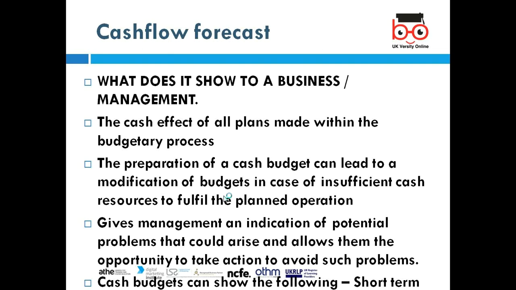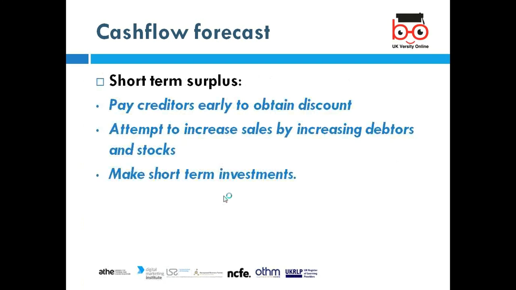So what does it show to business management? The cash effect of all the plans made within the budgetary process. Preparation of the cash budget leads to modification of a budget in case of insufficient cash resources to fulfill the plan. So it gives management an indication of potential problems that could arise, and allows them the opportunity to take action to avoid such problems. A cash budget can show the following.